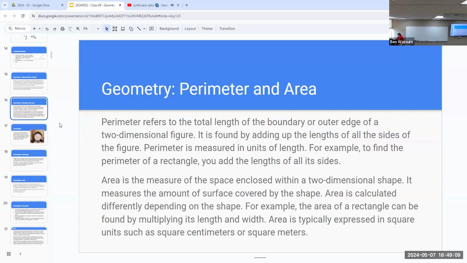Area is typically expressed in square units such as square centimeters or square meters. So if you're playing around with a word problem, it talks about something in square meters or square whatever your units are, you're dealing with area.